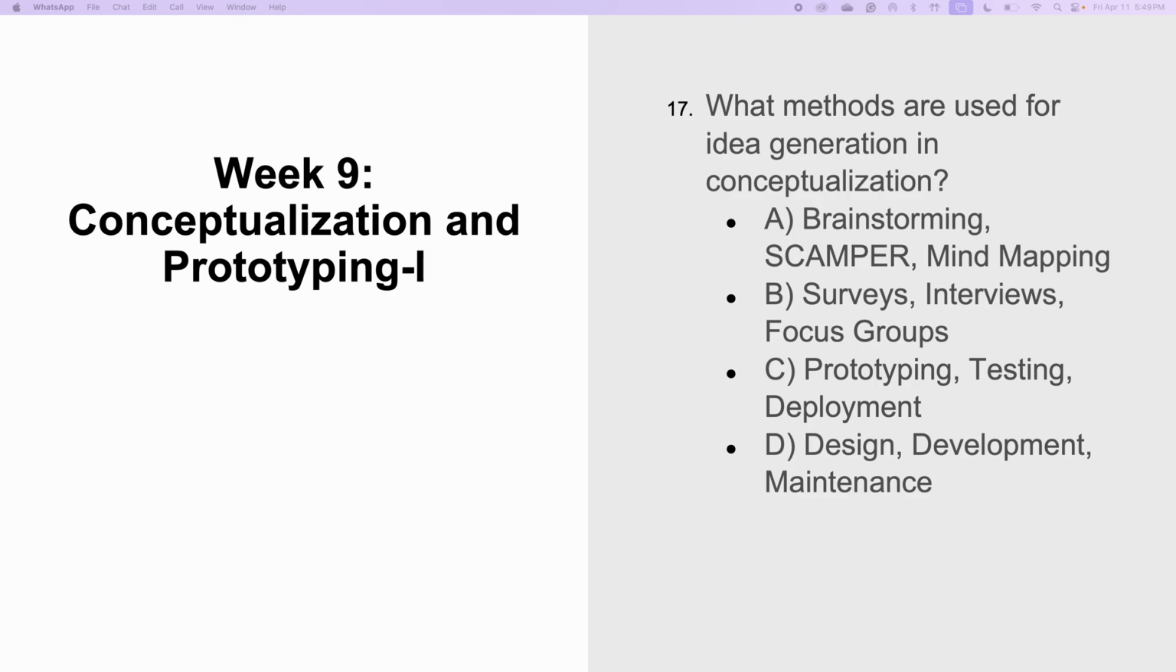So the right answer is brainstorming, SCAMPER, and mind mapping. Why is this correct? Because these methods are like magic wands that spark creativity and generate innovative ideas. Brainstorming unleashes a storm of ideas, SCAMPER helps you transform existing concepts, and mind mapping visualizes the connections between ideas to create the explanations that illuminate the path to innovation.